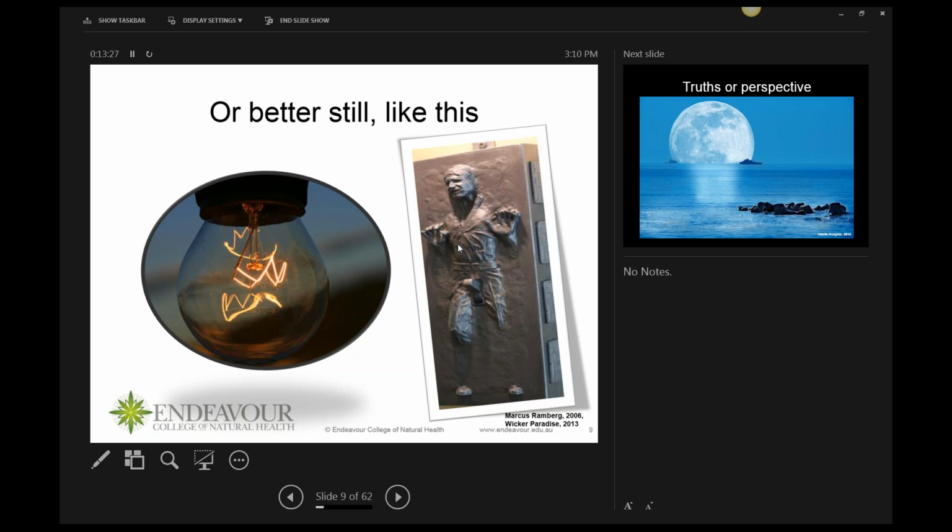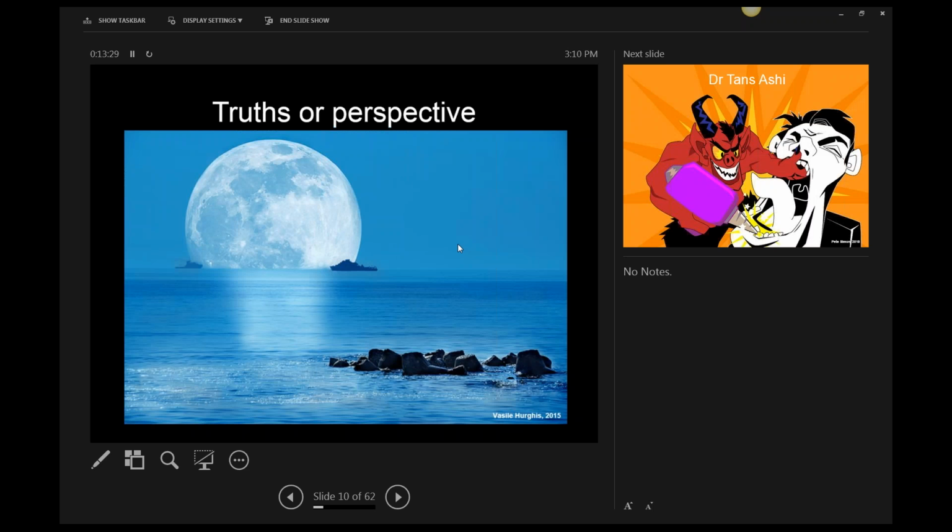So again, the information that we're going to talk about today is all about truths and perspectives, and some of them, there's probably no more truths than what you already know. It's just looking at it from a different perspective. So again, this is why I picked this picture. The moon actually only looks like it's coming out of the sea from the perspective, but we know that it certainly doesn't come out of the sea from this one.